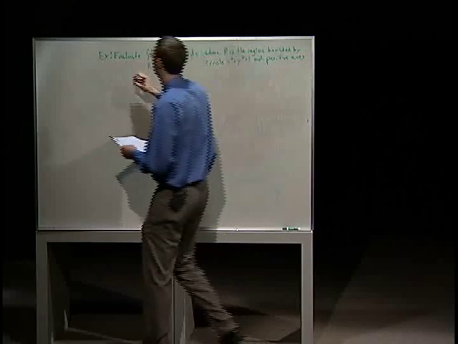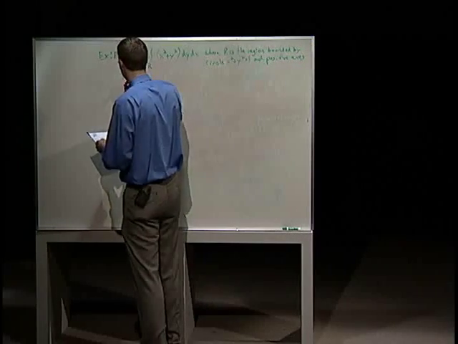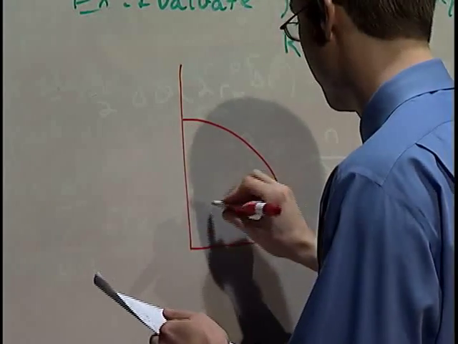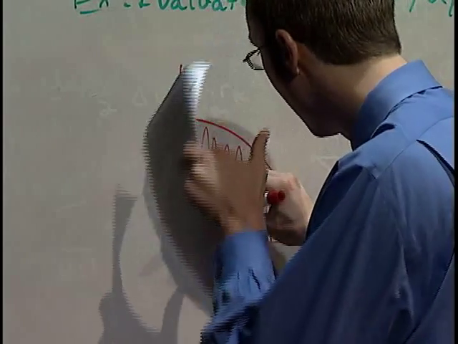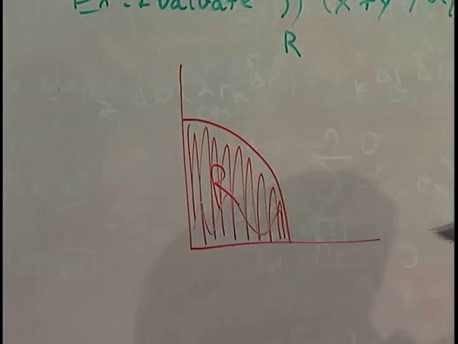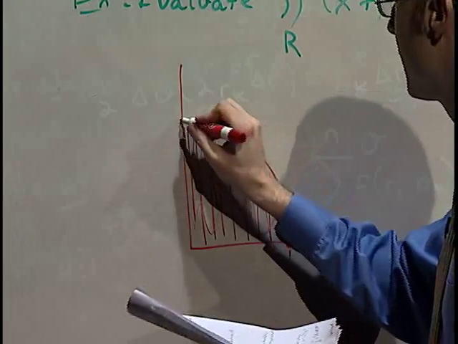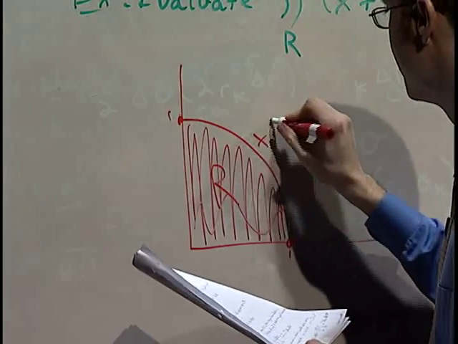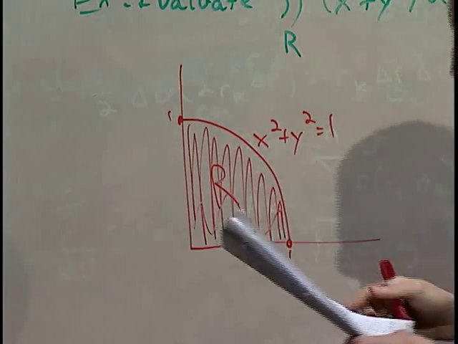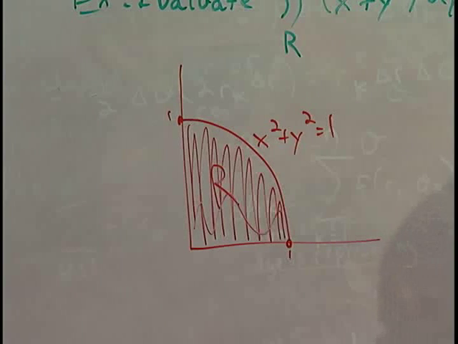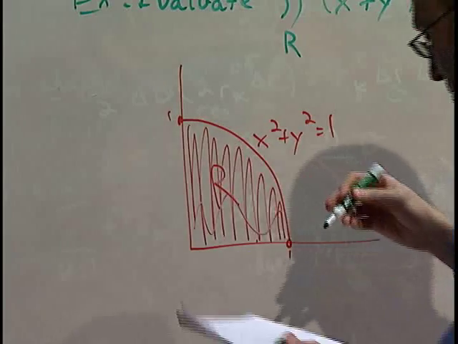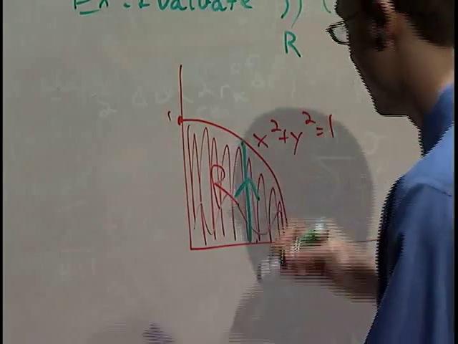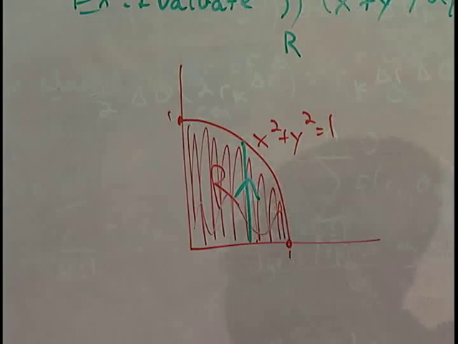Okay, so let's draw a picture as we always do with these problems. That's not a great circle, but it works. All right, so there's my region R. There's one, and out here is the circle x squared plus y squared equals 1. So we can consider this, let's use the green here, as a type 1 region. Certainly a type 1 region, right?